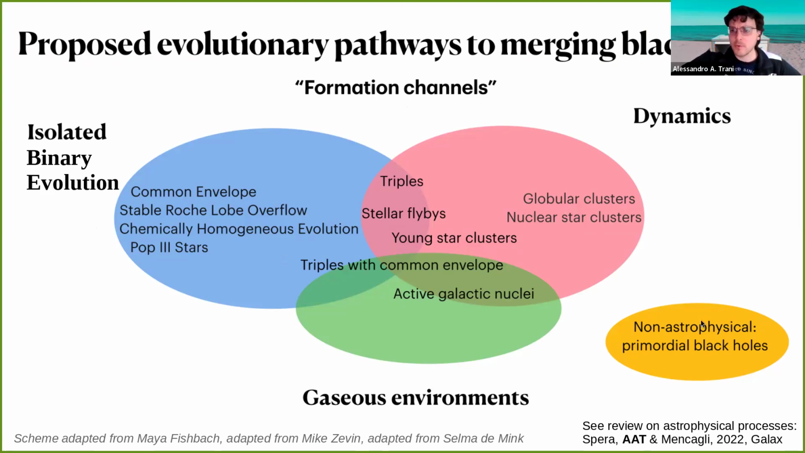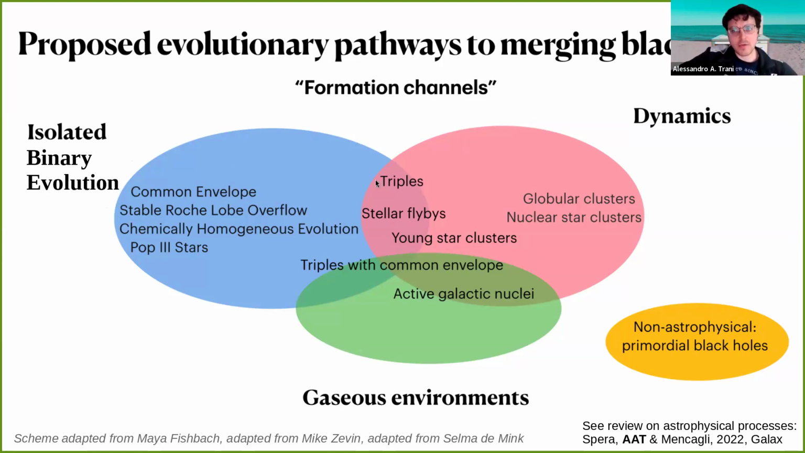astrophysical formation channels. Of course, we also have non-astrophysical formation channels in the form of primordial black holes. I won't discuss this. We can broadly categorize these into isolated binary evolution, so when you have a binary that forms, instead of forming single stars from the collapse of a molecular cloud, you have a binary. And then this binary interacts through processes like mass transfer events or common envelope events, which is where 2 stars are engulfed by the common envelope of a giant star.